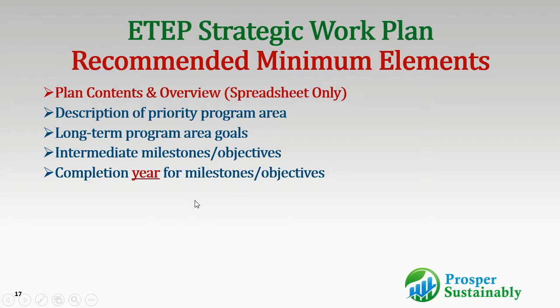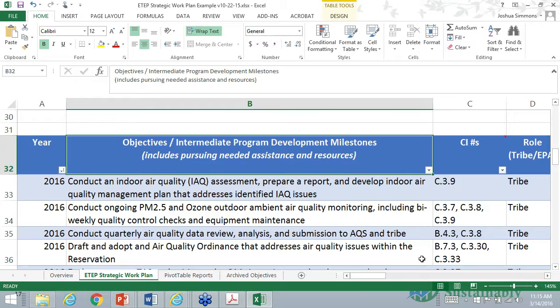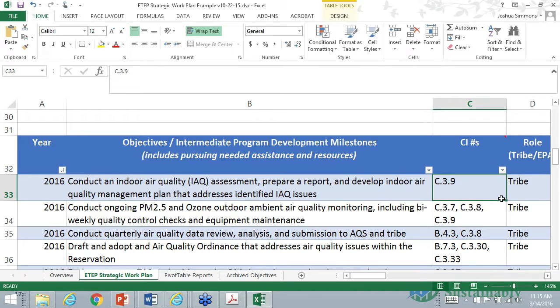So you have a completion year for each milestone objective, and you may have the same one repeated year in and year out. You also need to include your capacity indicators, and what I do is just indicate the capacity indicator number for each objective and milestone, if applicable. So for your indoor air quality assessment, there actually is a corresponding capacity indicator number in the GAP guidance, Appendix 1, and that is C.3.9. I don't know if I have that open right now, but I can find that and pull it up and just show it to you.